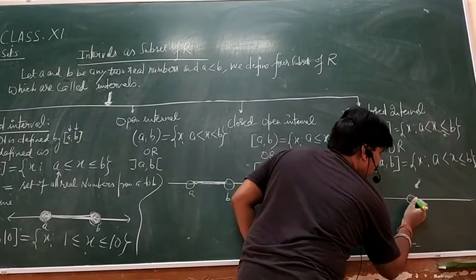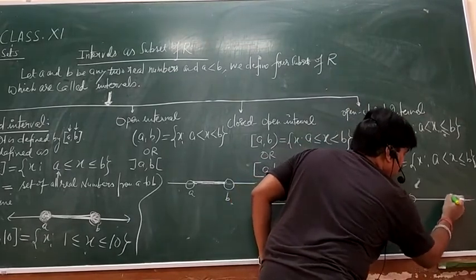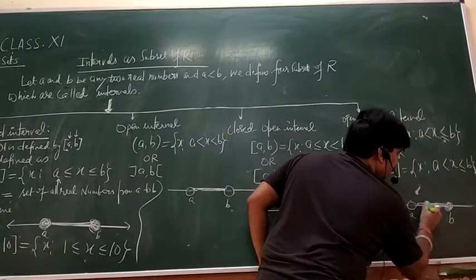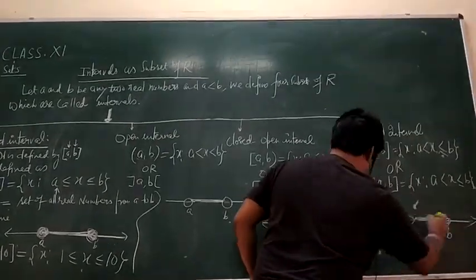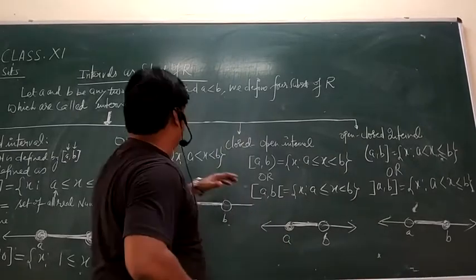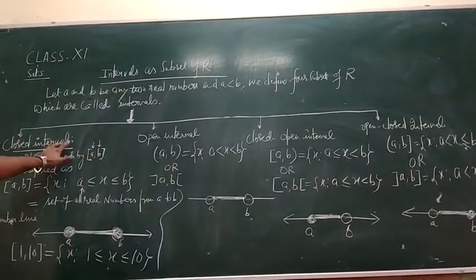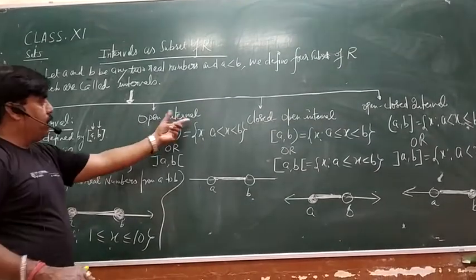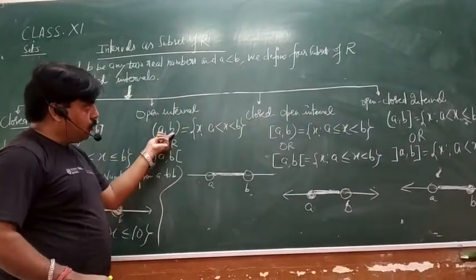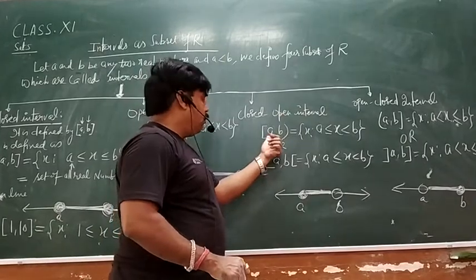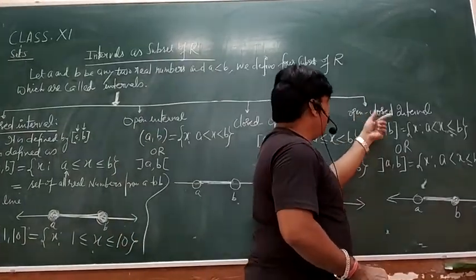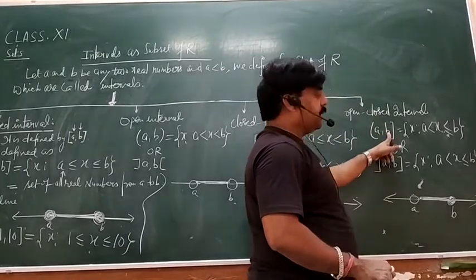So A is not dark and this is A. B is included, so you are supposed to make B dark. Likewise, you can write it on the number line also. So there are four types. Closed interval, both are included. Open interval, both are not included. Closed open, this is included but this is not included. Open closed, this is not included but this is included.